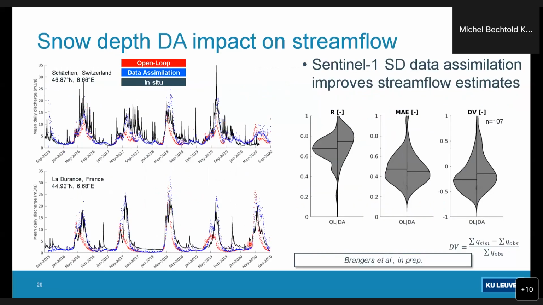And now the impact on stream flow. So with that bias reduction over those many stations, she found that Sentinel-1 snow depth data assimilation improves stream flow for correlation and also the other metrics.